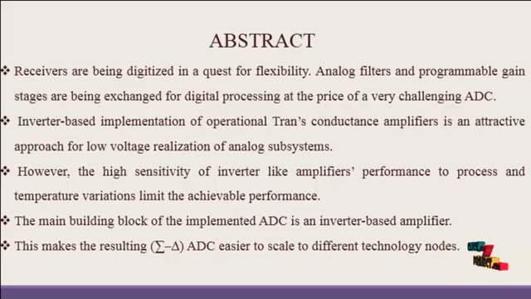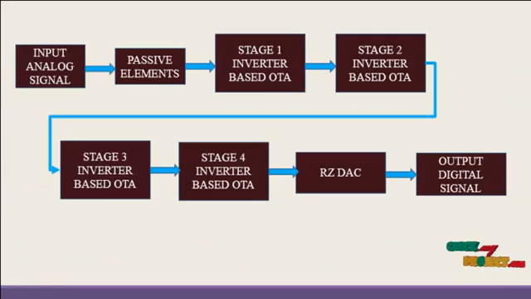A 74 dB signal to noise and distortion ratio is achieved for a signal bandwidth of 64 kHz at a sampling frequency of 6.4 MHz while consuming 400 microamps from a 0.8 volt supply in 65 nm CMOS technology. Next we see the flow diagram of our product.